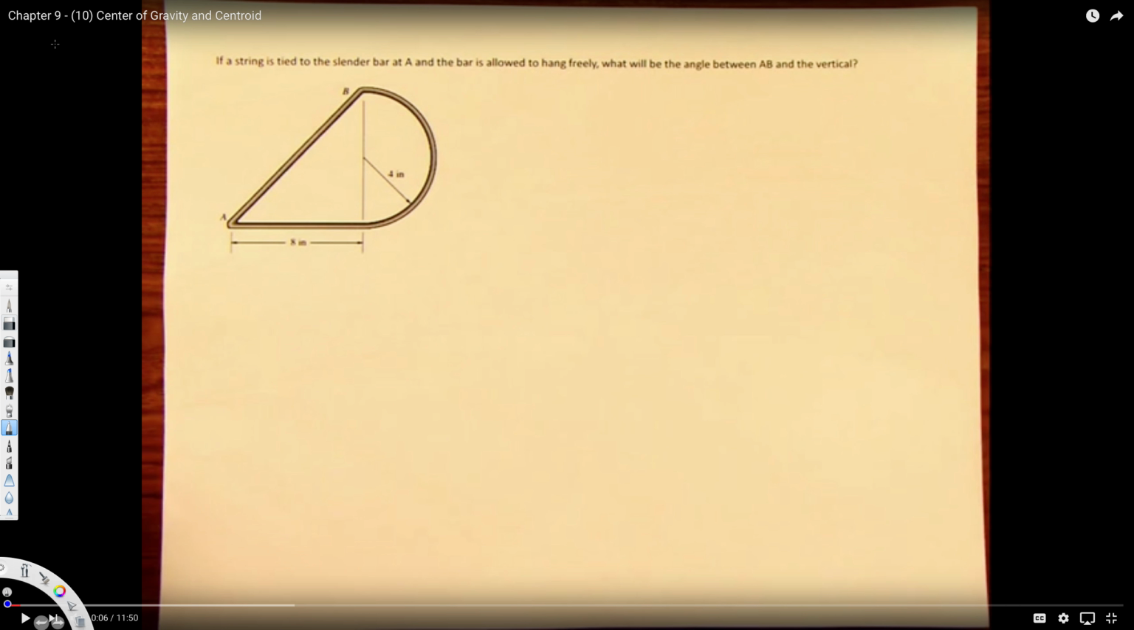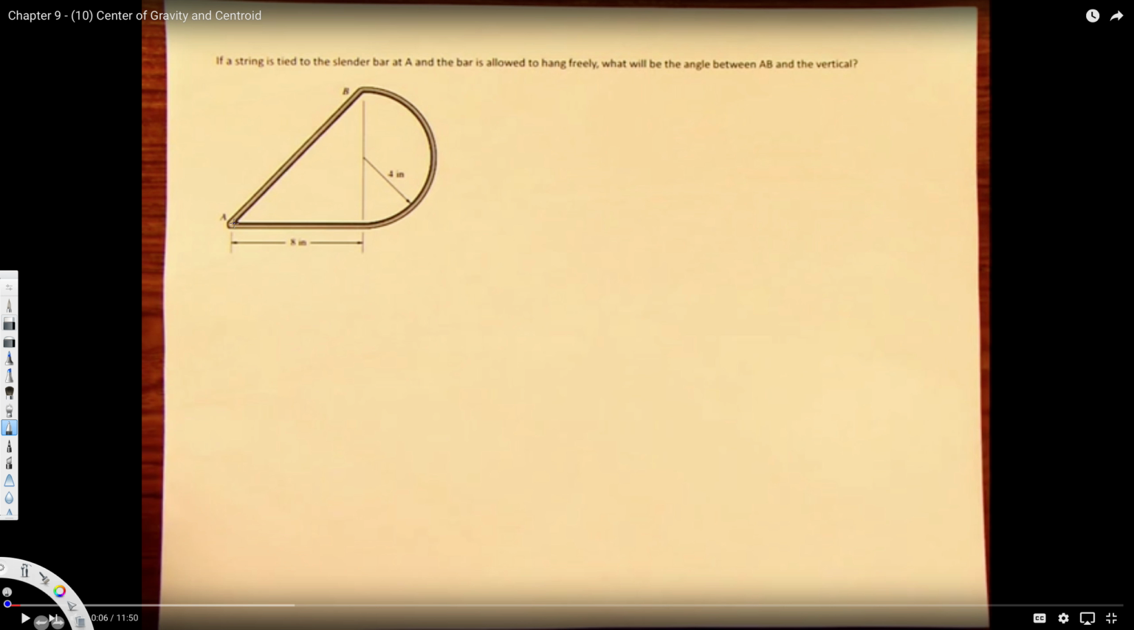Let's do this problem right here. The question is asking, if a string is tied to a slender bar at A and the bar is allowed to hang freely, what will be the angle between AB and the vertical? So they are saying they attach a string right here and just let it hang freely, right?